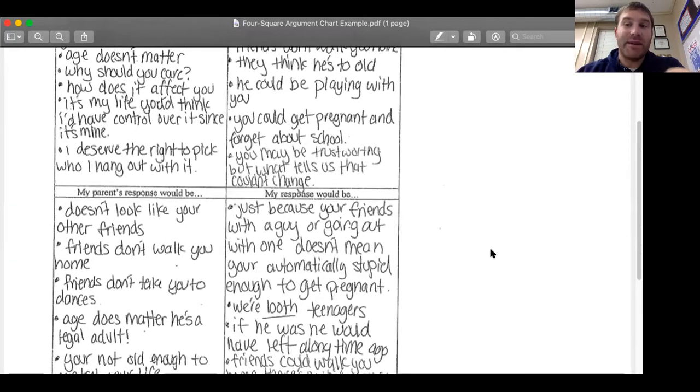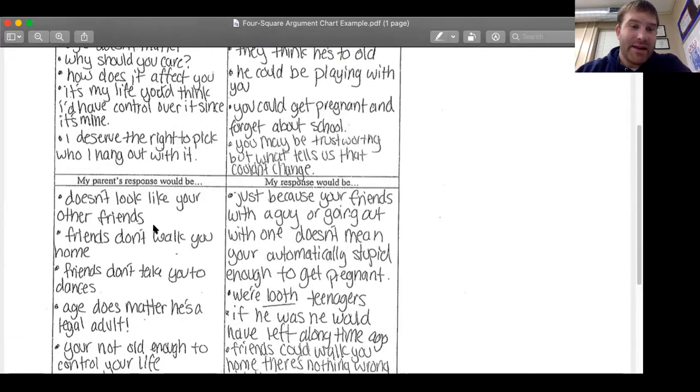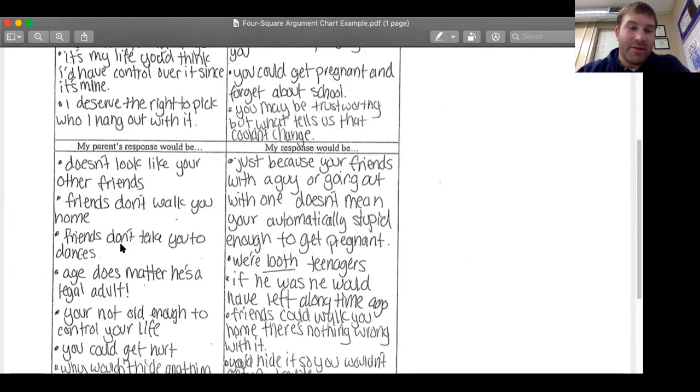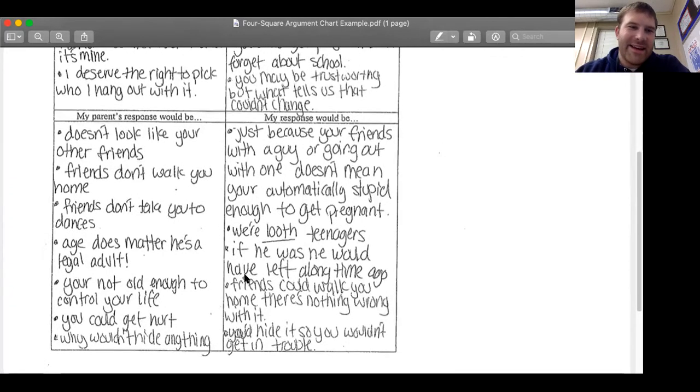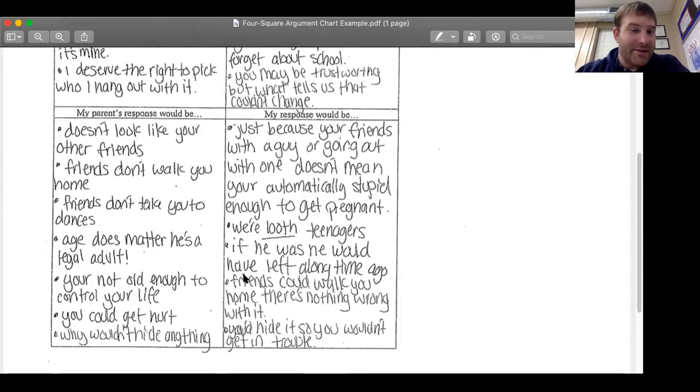Then her parents' responses to her arguments is, "It doesn't look like your other friends. Your friends don't walk home with you. Friends don't take you to dances. Age does matter. He's a legal adult. You're not old enough to control your life. You could get hurt. And why wouldn't you hide anything?"